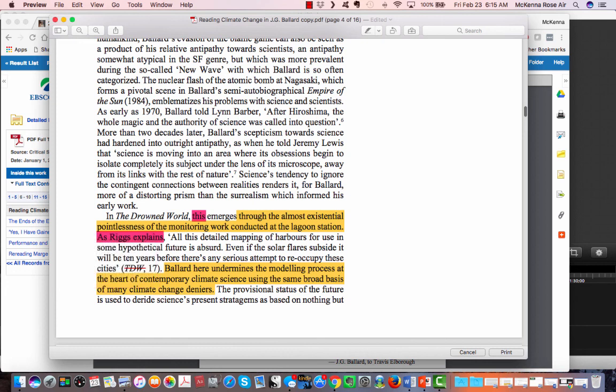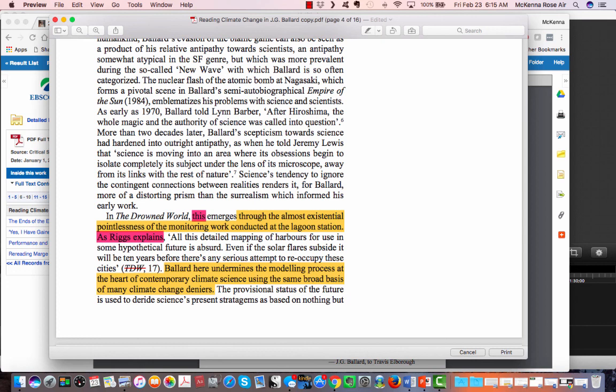So here's this fellow who makes his claim that Ballard's skeptical towards science, and then the gesture is, don't take my word for it. Here is an incident in the text that, through my analysis of it, will show Ballard's skepticism towards science for the following reasons. So here's the citation.